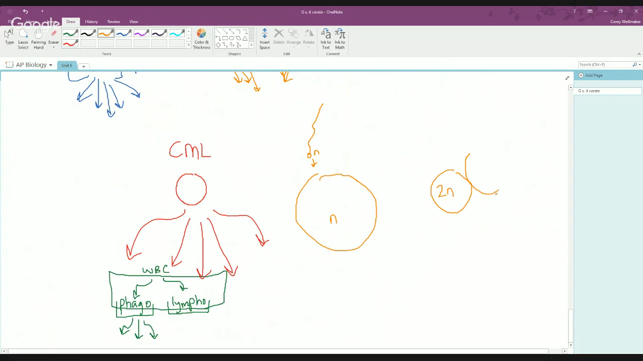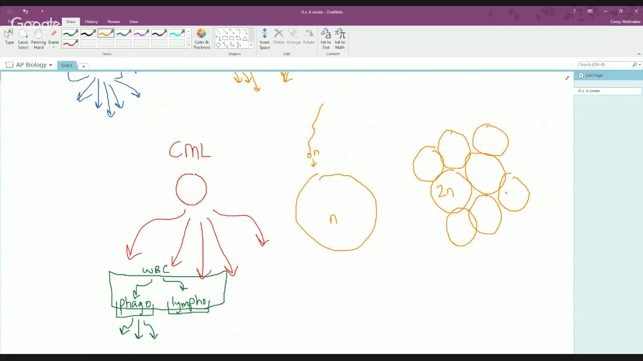That zygote will undergo a bunch of rounds of mitosis. And as it undergoes mitosis, these cells will start talking to each other. And by talking to each other, they're figuring out what exactly they should transform into. So in a nutshell, there's the answer to that question, but obviously it's much more complicated.